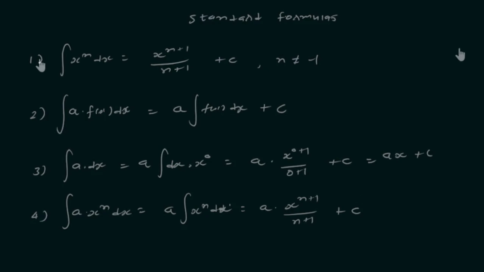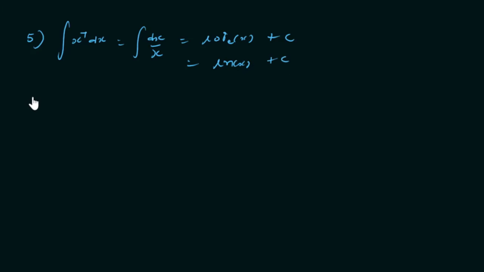Our fifth standard formula is integration x power minus 1 dx. What if there is n equals to minus 1 kind of integration? You can write it as dx by x. So the integration of this function will be log on the base of e of x plus c. Also log on the base of e is your natural log, so this will be natural log of x plus c. Our sixth standard formula is integration e power x dx will be e power x plus c.